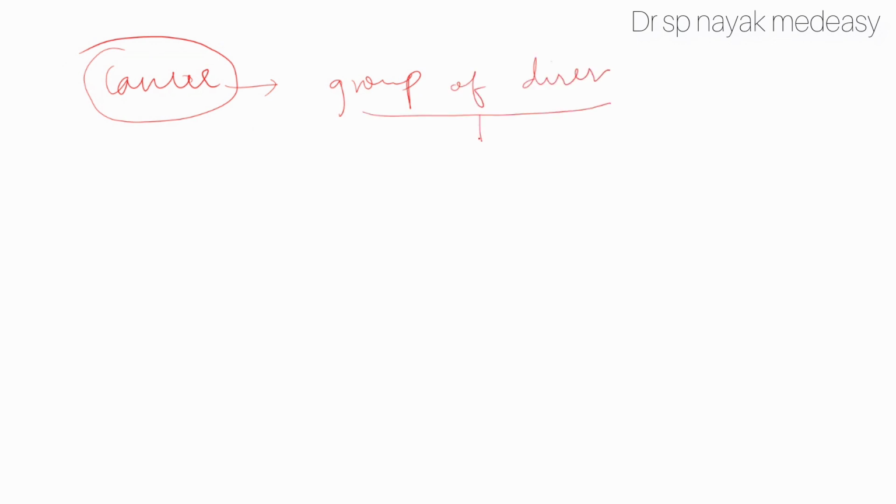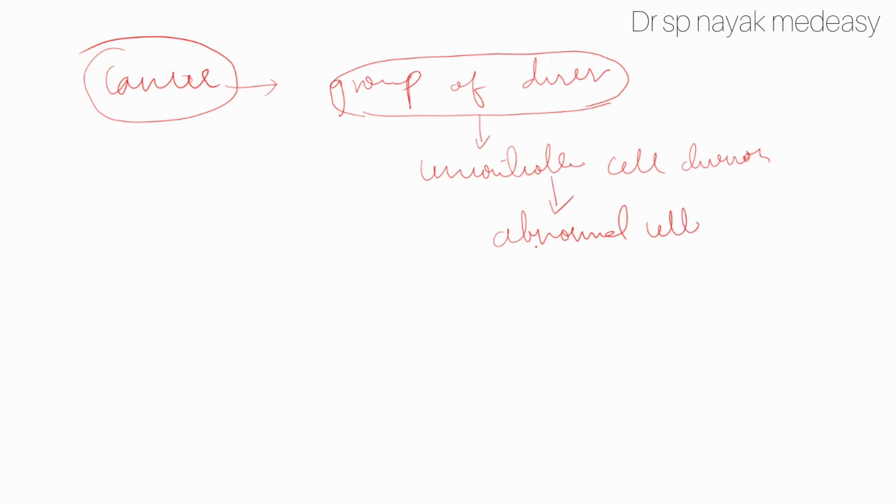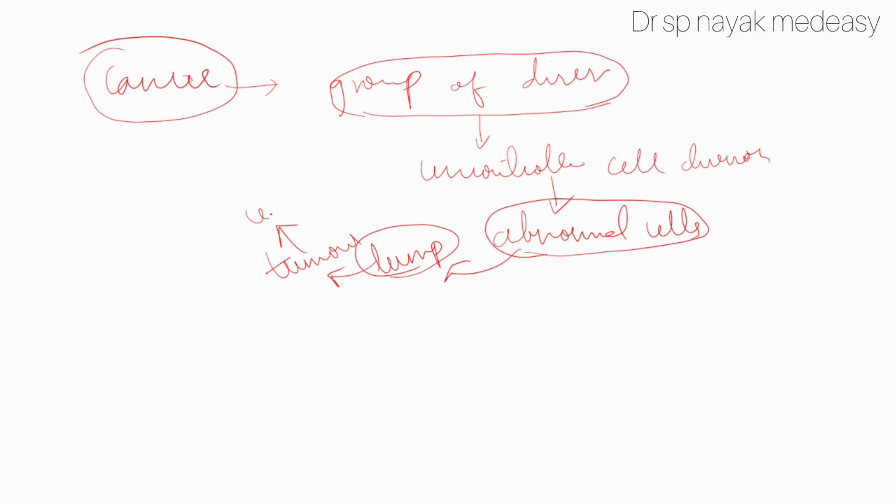Now you see, let's understand what is cancer. Cancer is a group of diseases where the patient will have uncontrolled cell division. These are abnormal cells. This abnormal uncontrolled cell division will cause lump formation in the tissue, and this lump formation is simply termed as tumor, or it can also be termed as cancer.